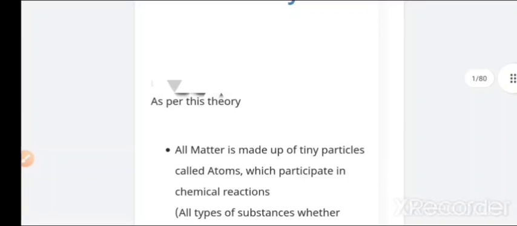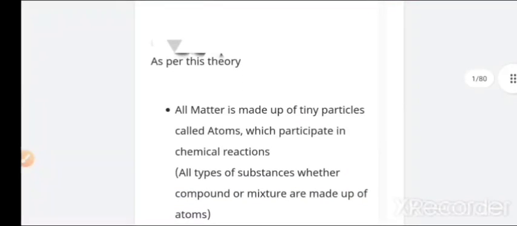Let's learn about Dalton's atomic theory. We studied in the previous class, where we explained what an atom is. An atom is the smallest particle of an element. Dalton briefly explained it in his theory, which is known as Dalton's atomic theory.